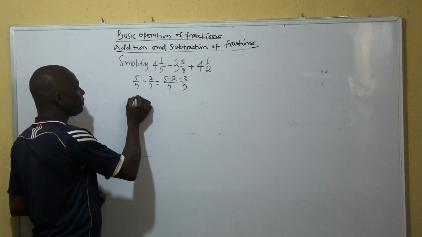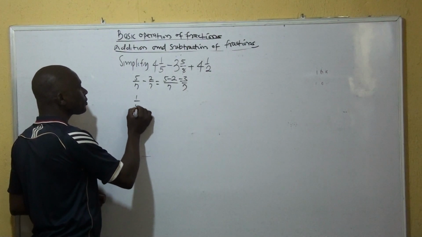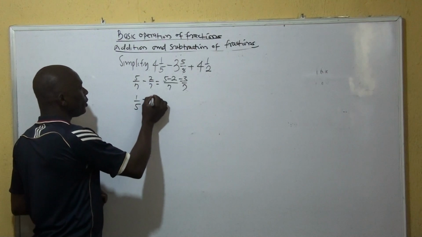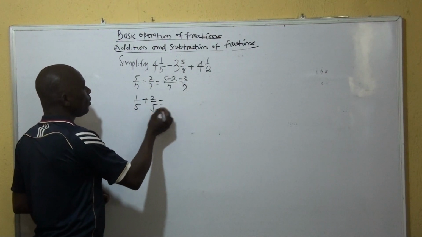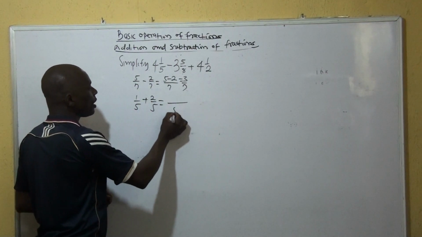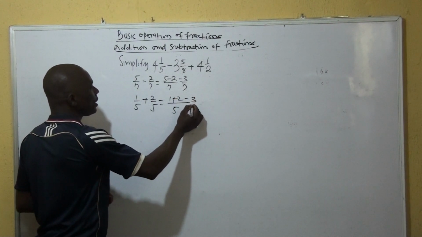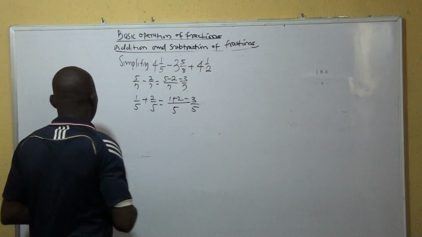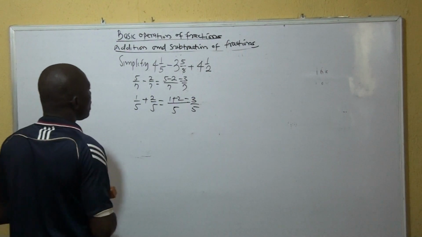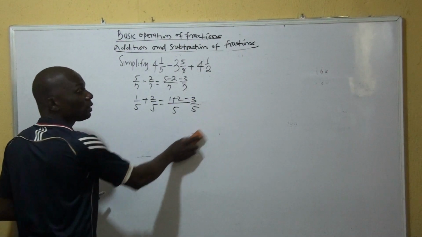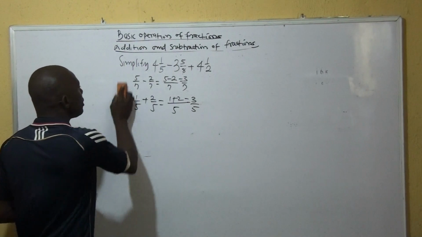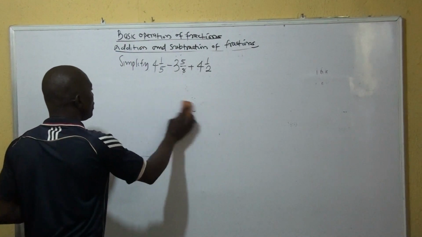Similarly, if we have 1 over 5 plus 2 over 5, once the denominators are the same, you have no issue there. It will become 1 plus 2, and that eventually becomes 3 over 5. So this is the first thing you must know regarding fractions. Okay? Now let's look at the question we have on the board.